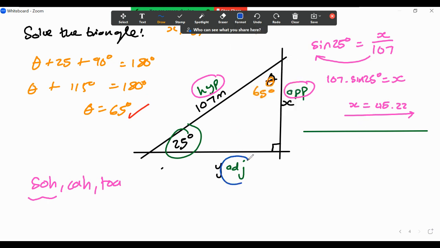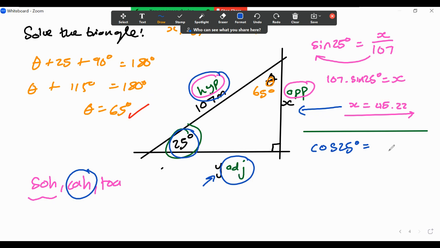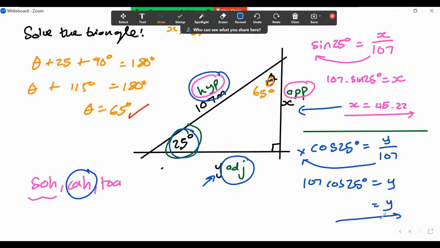Looking at the next one, adjacent and hypotenuse, I could use cos. Now I won't use tan because I've already found x. X is done. But I need cos to find y because it's in the adjacent. So cos of 25, and I'm still sticking with the 25, is equal to adjacent over hypotenuse, which is y over 107. We now multiply this on the other side. So 107 cos 25 will come to y, and that will get me my answer for y.